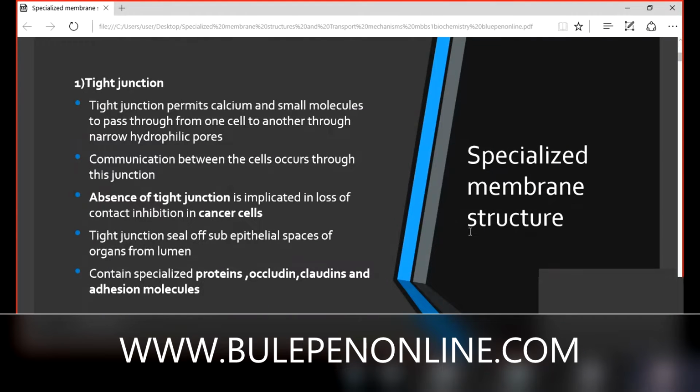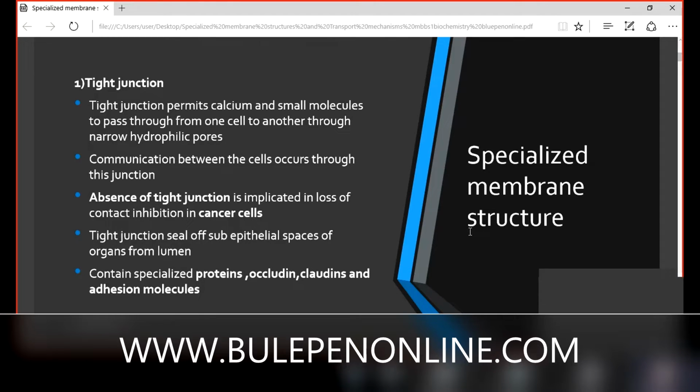Tight junction permits calcium and small molecules to pass through from one cell to another through narrow hydrophilic pores. So the communication between the cells occurs through this junction. Absence of tight junction is implicated in the loss of contact inhibition in cancer cells. Tight junction seals off subepithelial spaces of organs from lumen and contains some specialized proteins: occludin, claudin, and adhesion molecule.